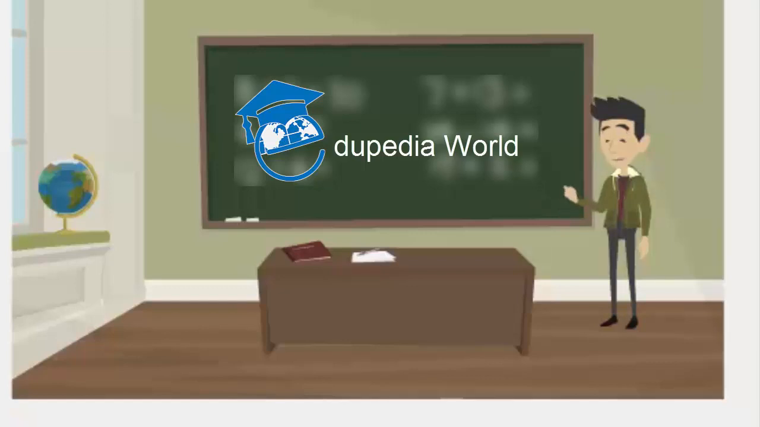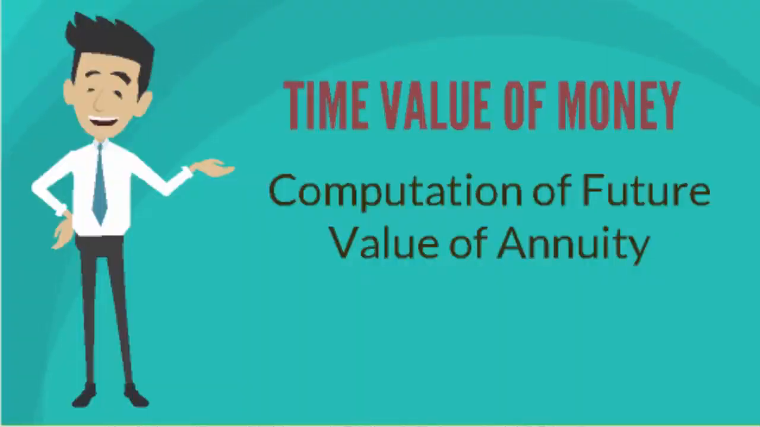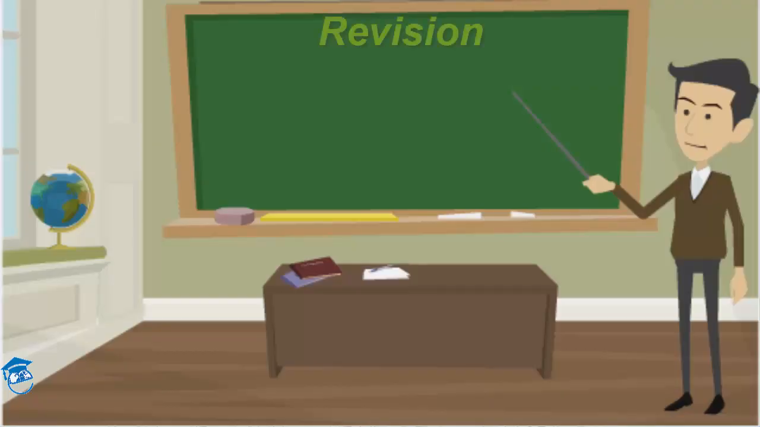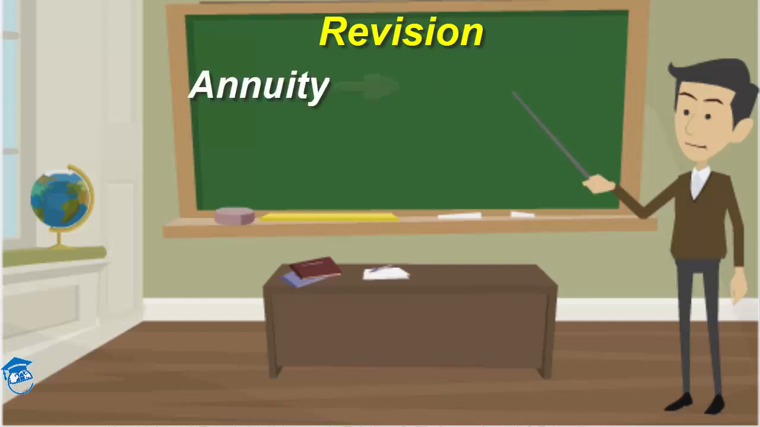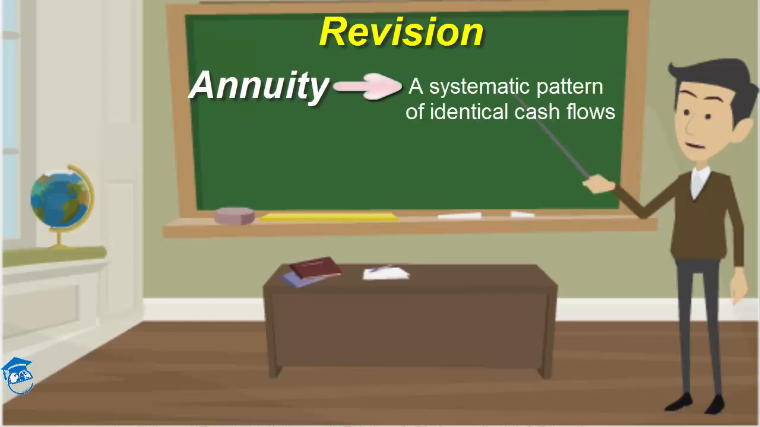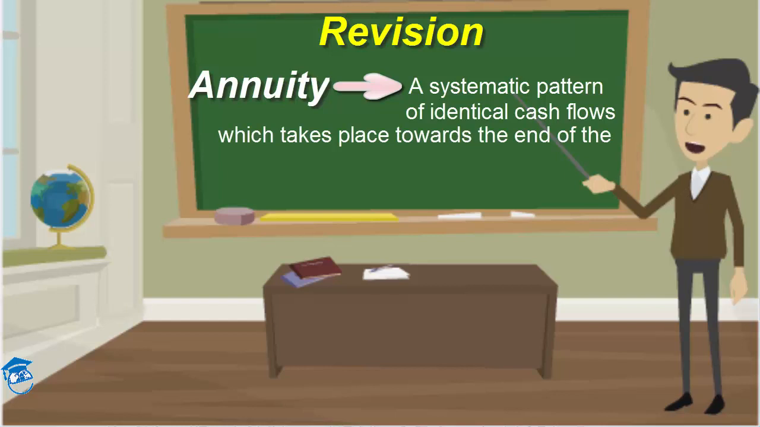So let's continue our discussion with the topic time value of money and on the subtopic computation of future value of annuity. Before we proceed, just a quick recap. While closing our discussion in our last session, we were talking about annuity. While discussing annuity, we discussed that annuity refers to a systematic pattern of identical cash flows which take place towards the end of the year for a stipulated time frame.